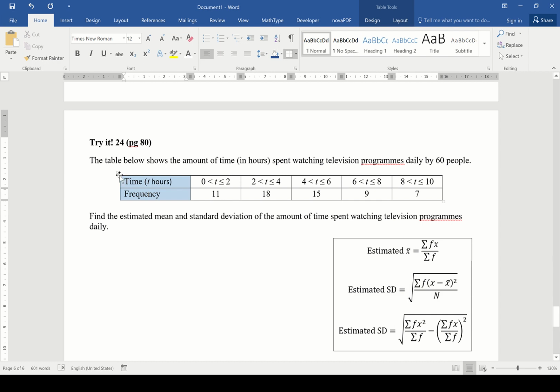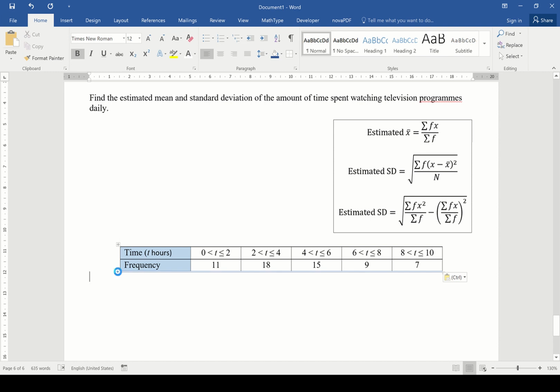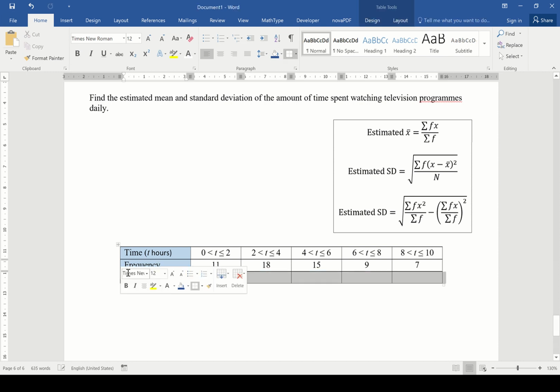Same formula, but this time around, before we do anything, let's just take the table itself and put the table here. The first thing we will do is put in a new column, estimated t. This estimated t will be used in calculating our mean and standard deviation. The way you do it is actually quite simple: you take the midpoint. The midpoint of 0 and 2 will be 1. The midpoint of 2 and 4 will be 3. The midpoint of 4 and 6 will be 5. 6 and 8 will be 7. And 8 to 10 is 9.